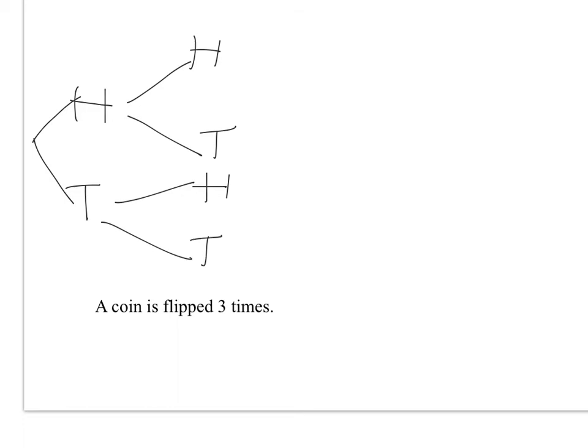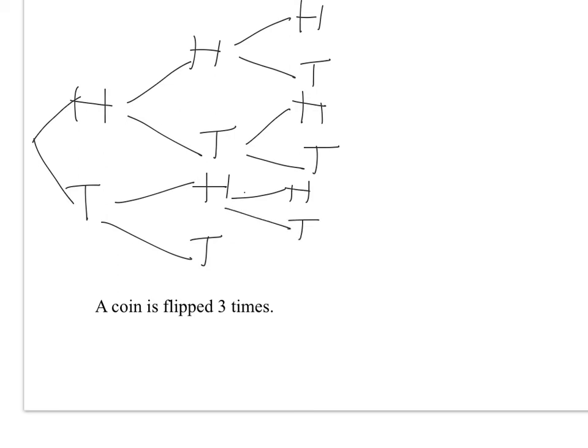That's our second time. So now you see how many times they say? 3 times. So we go again. And that time we could have a head or a tail, a head or a tail, a head or a tail, and a head or a tail. So you write and you do each one.